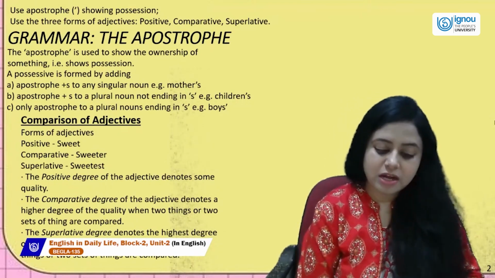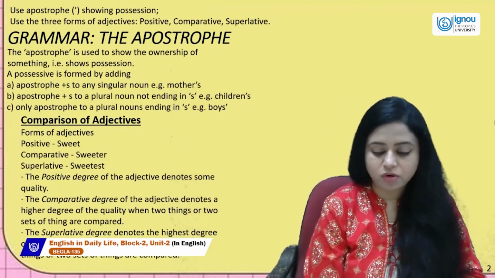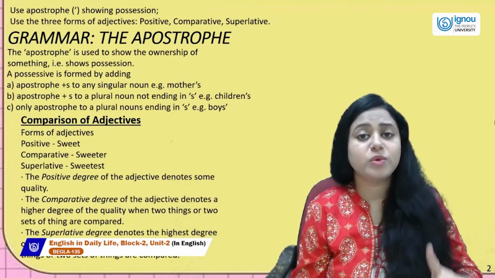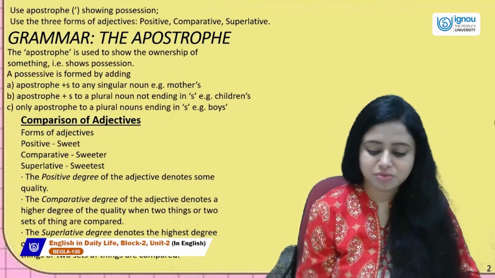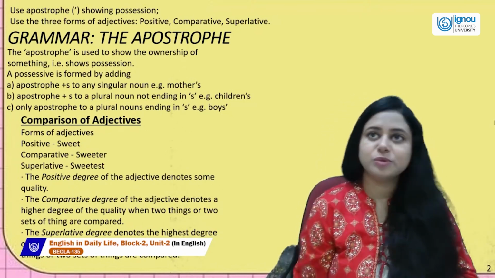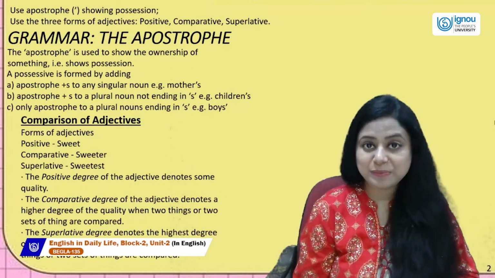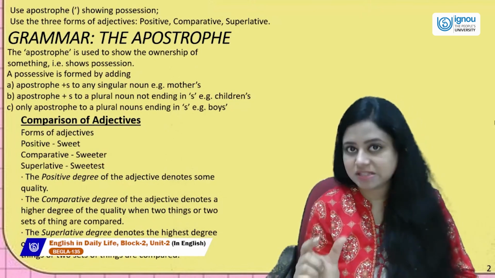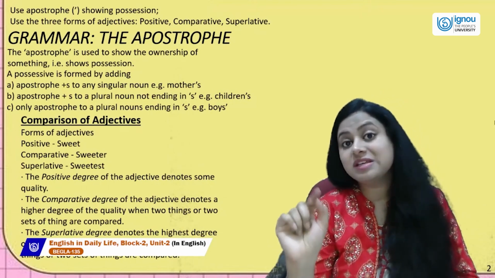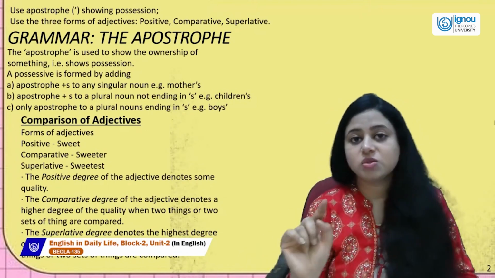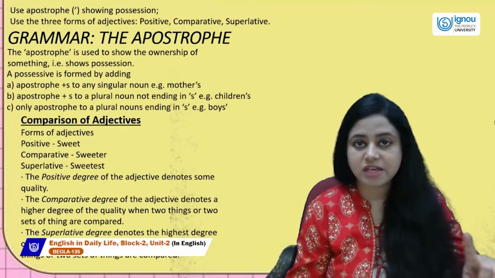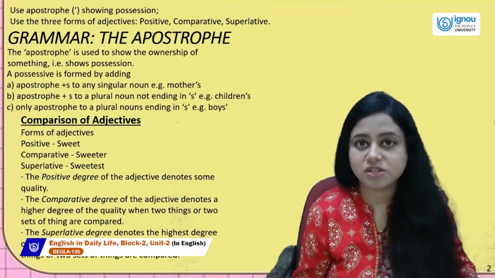Now, mother, we have already used that example. So, mother, apostrophe s, mother's shawl. We are talking about one mother, one father. Now, let's talk about something which is not a person. Let's say bank. We are talking about one bank, so it's singular, and it ends with k. It doesn't end with s. So after k, you put an apostrophe and s. Bank's. I hope this first rule is absolutely clear.